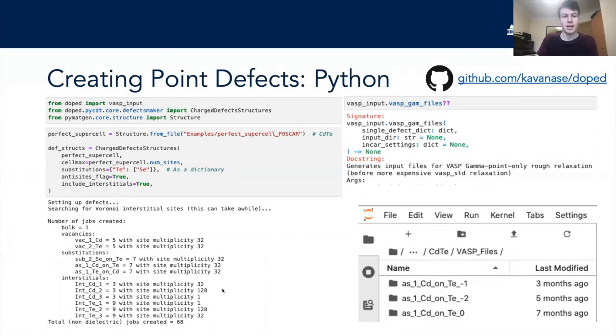And then using these Python objects where you have the defect structures, there are some other functions where you can generate all your input VASP files, where it'll give you folders like this for each specific defect in a charge state.